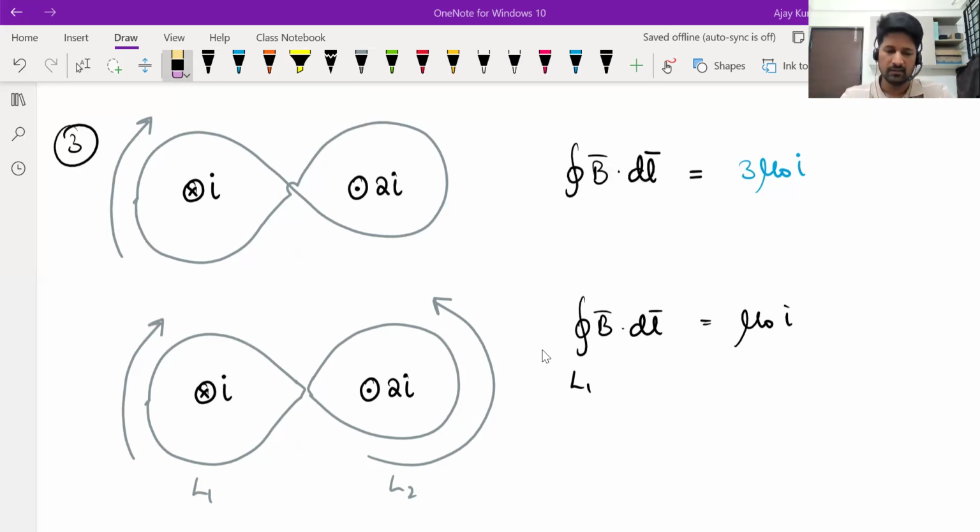Anyway, first when you gave the answer for L1, you said it is mu naught I. Okay, let's just change the question a little bit, because here I is one of the currents. I is also the net current. So we should get a clear idea what we are talking about. For that purpose, I'm changing the question a little bit. I'll take one current as I, the other current as 5I. So Yash, what will be integral B dot dl over the first loop now?